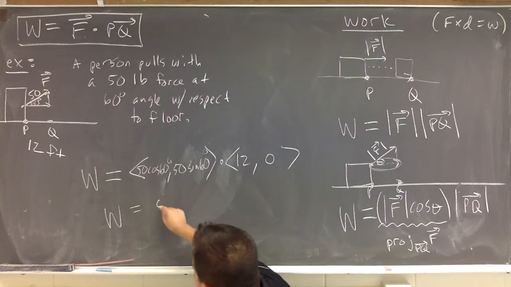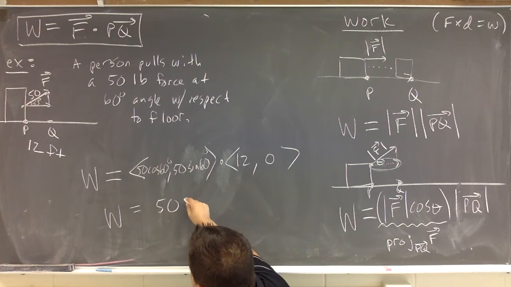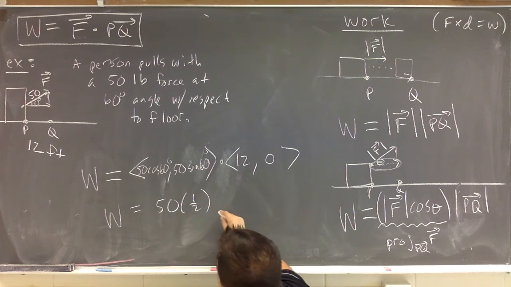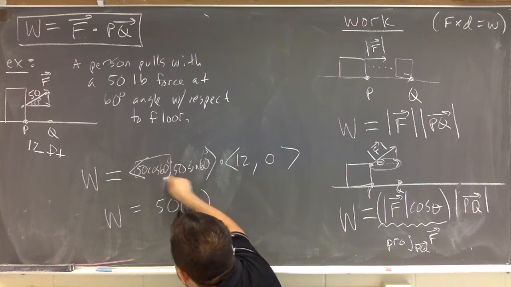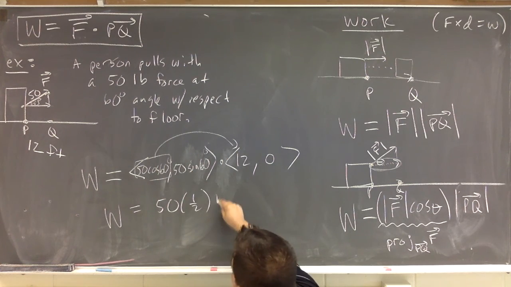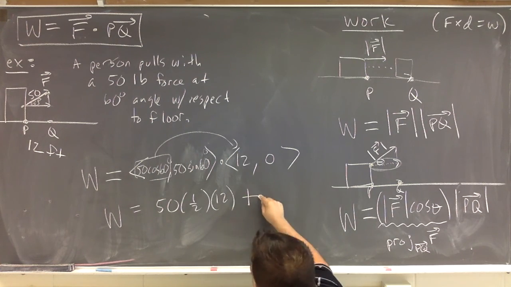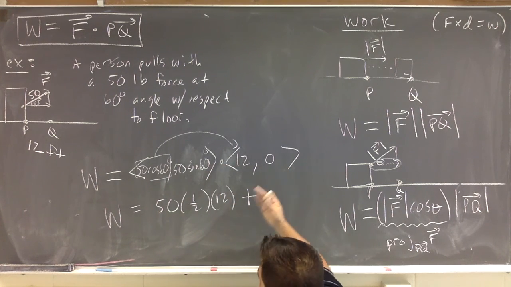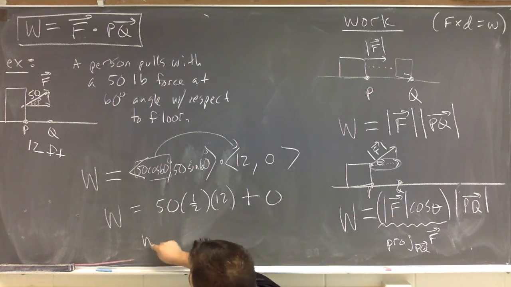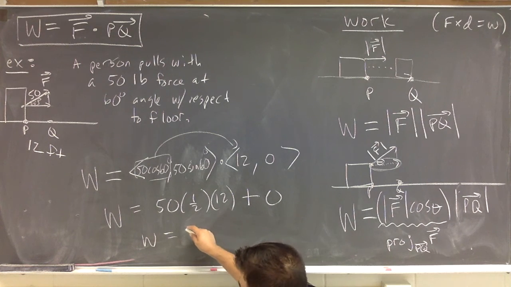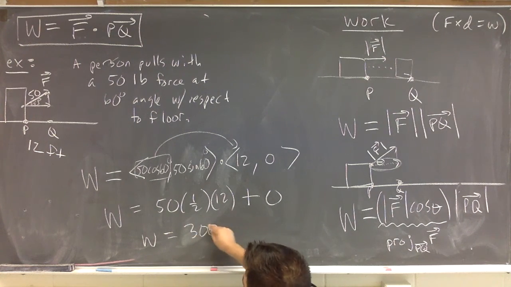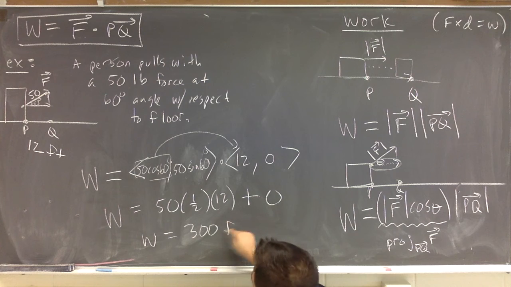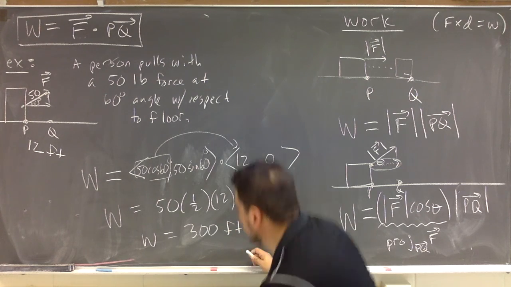You get 50 times the cosine of 60, which is 1/2. This gets dotted with 12. And then you would add the two second components multiplied together, which in this case is 0. And so we get an answer of, what is that, 300? 300, and we are in feet and pounds, so 300 foot-pounds of work.